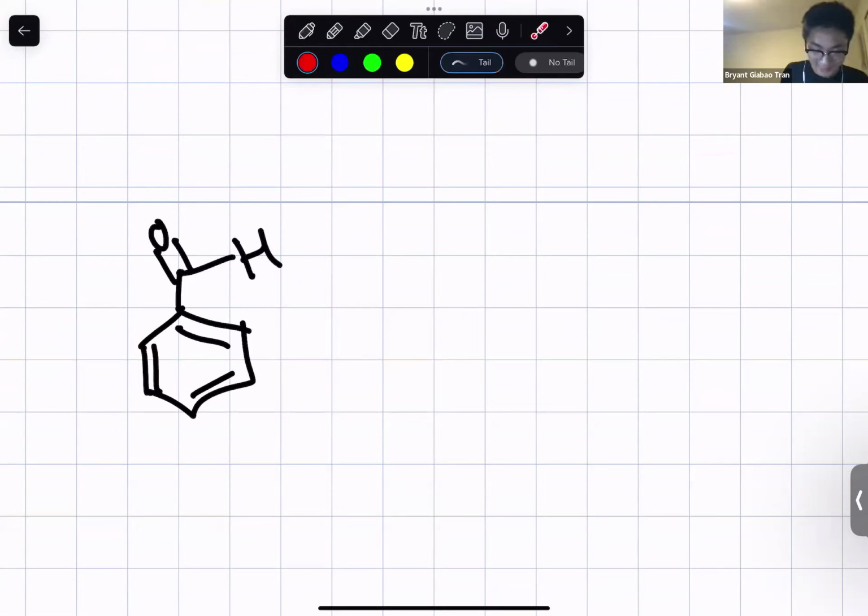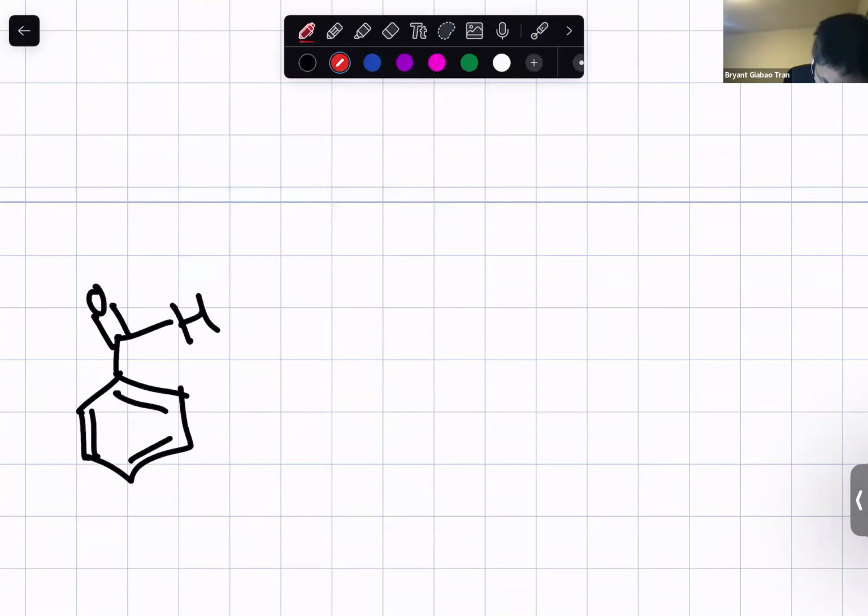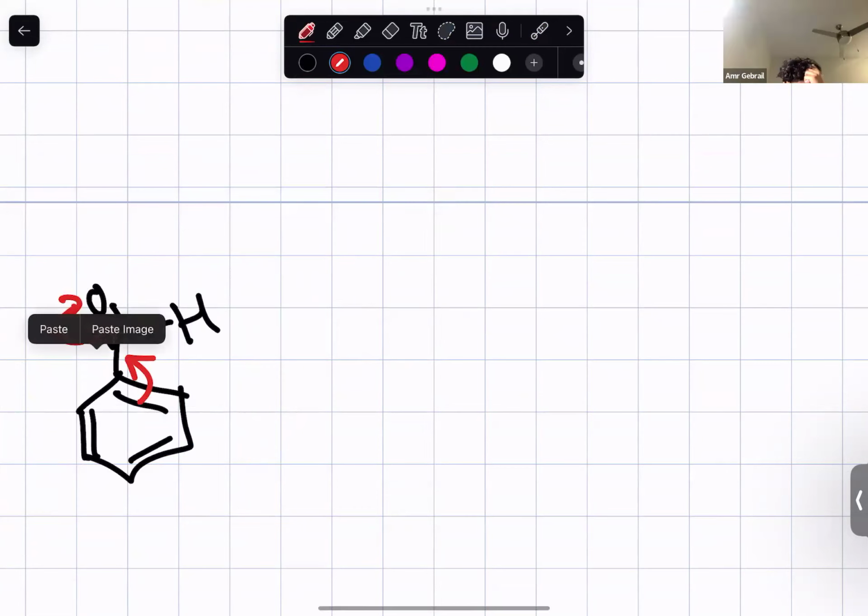Let's say we had an EWG instead, where I'm gonna draw the resonance structures, and then let me know if something does not make sense here.